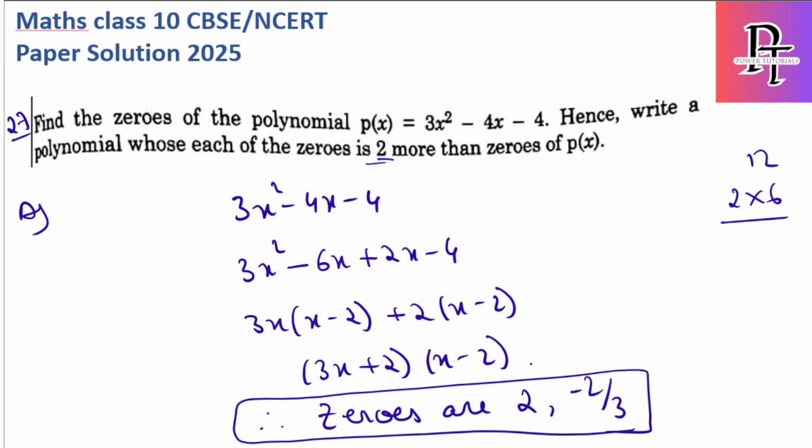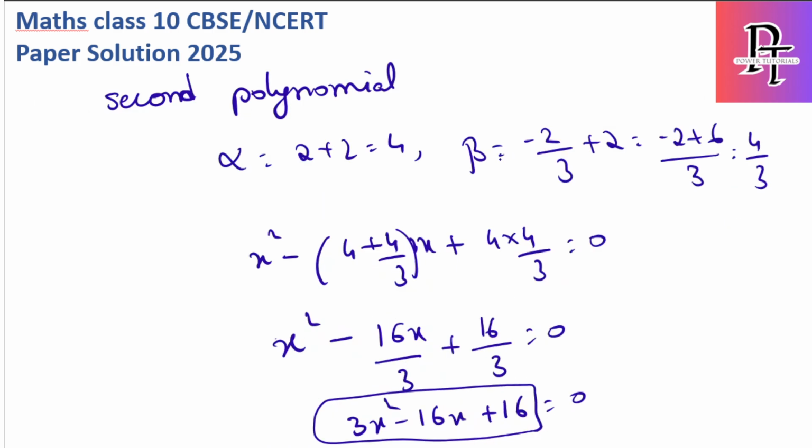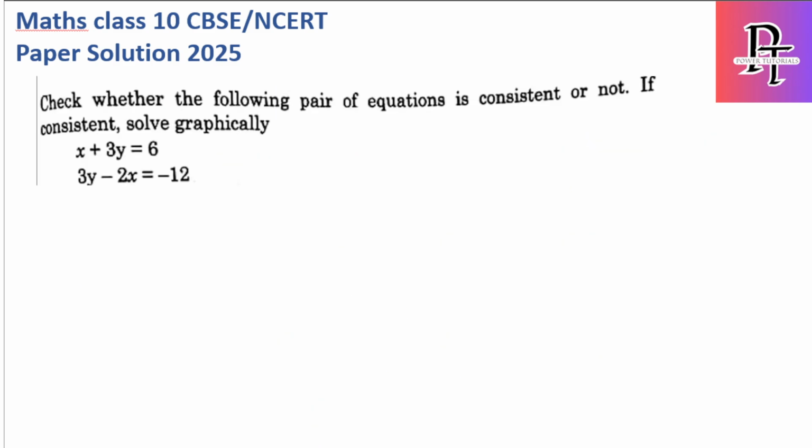Okay, so we have the zeros of this one, and if we add 2, we get the second relation, which is 4 and 4 by 3, so the sum is 4 plus 4 by 3, the product is 4 into 4 by 3, giving 12 plus 4, 16. Okay, let's move to the next one.